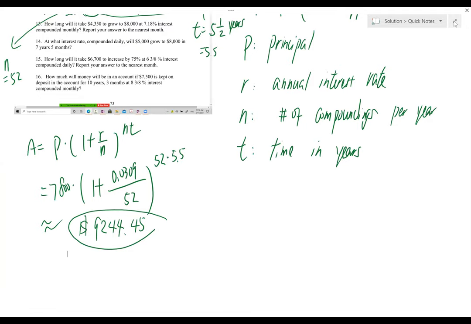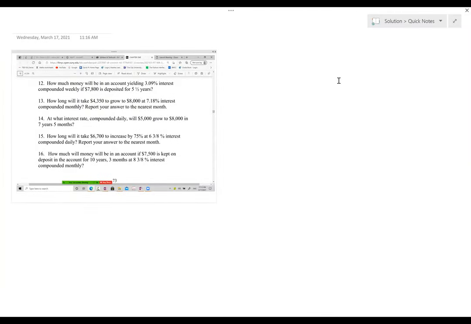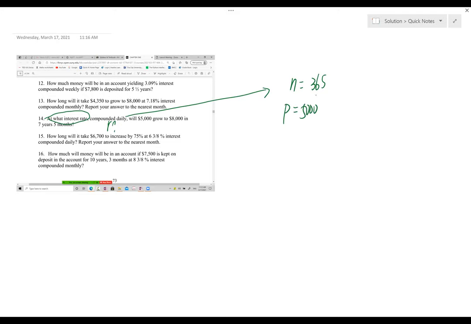All right, so now let's take a look at question 14. Read the question really quickly. At what interest rate compounded daily will $5,000 grow to $8,000 in 7 years and 5 months? All right, so here we're looking for the interest rate, meaning R is unknown. We're looking for that. And we know the compounding period because it's compounded daily, so N equals 365. We also know the principal is $5,000. Ending balance is $8,000. And the time T is also given, 7 years and 5 months.